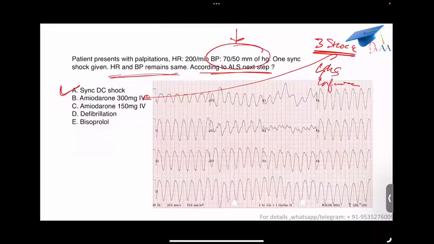Okay. Amiodarone infusion after the 4th shock. After the 4th shock, we'll be starting the amiodarone infusion. Then we can give the 5th shock.